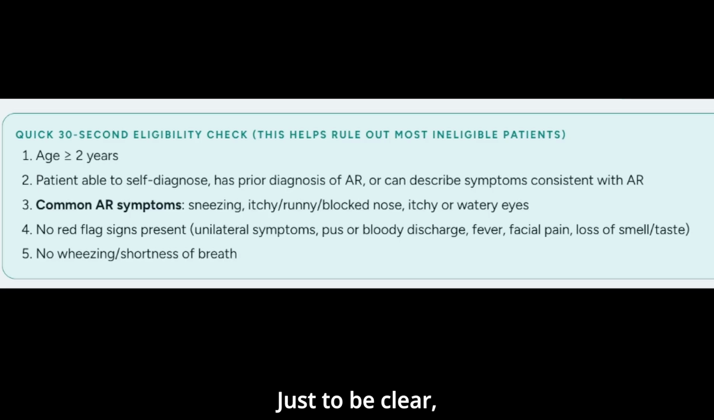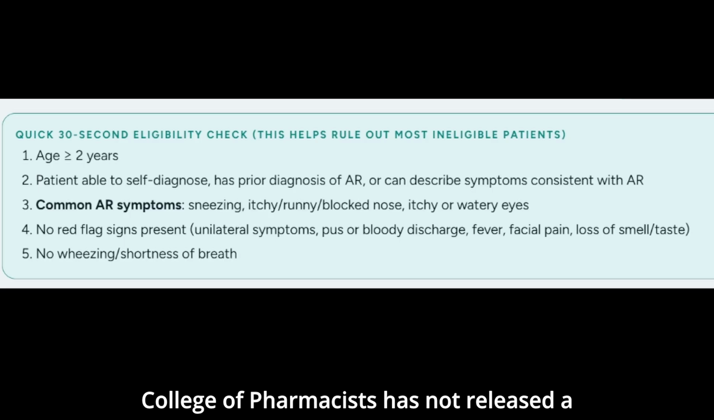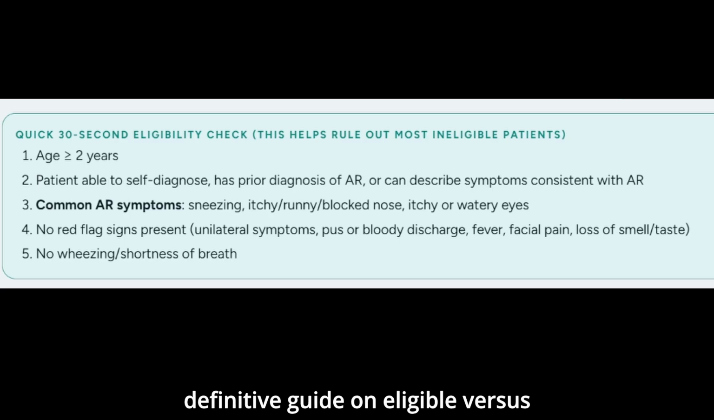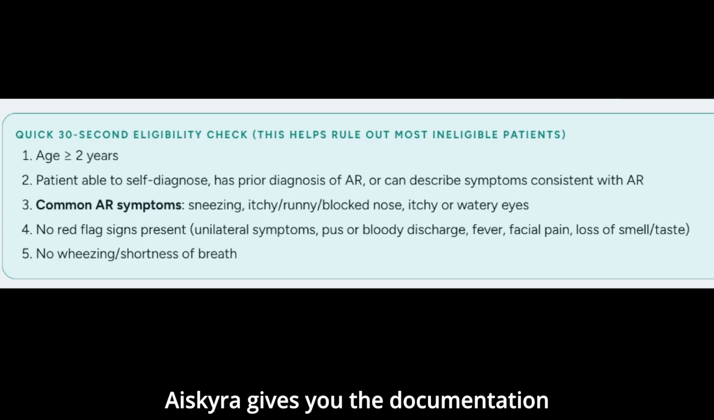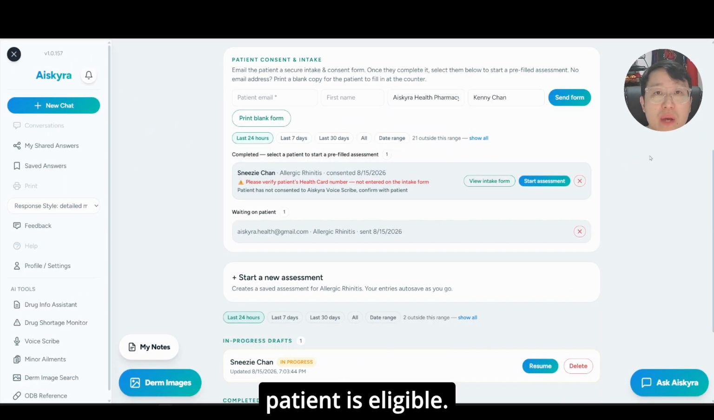Just to be clear, the Ministry of Health and Ontario College of Pharmacists has not released a definitive guide on eligible versus ineligible patients other than for urinary tract infection and tick bites. For all the other minor ailments, Aiskyra gives you the documentation trail to support the clinical judgment call that you make. Let's pretend the patient is eligible.